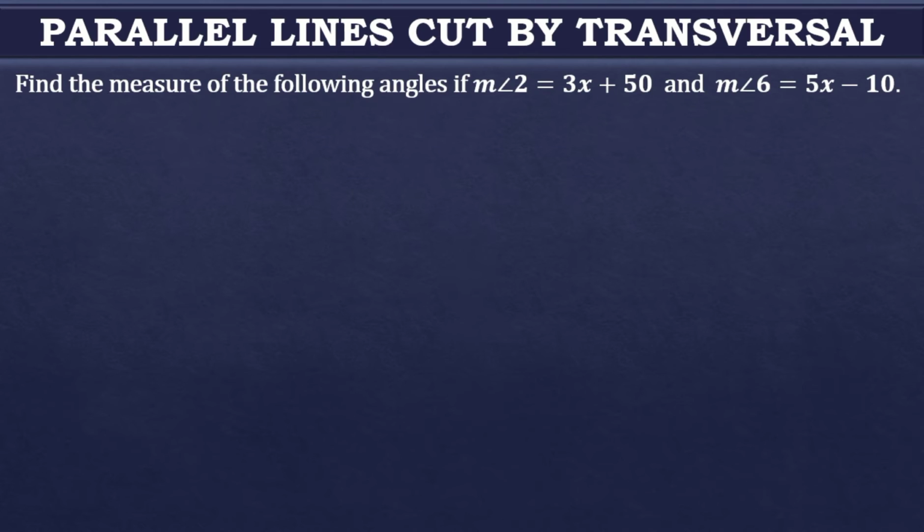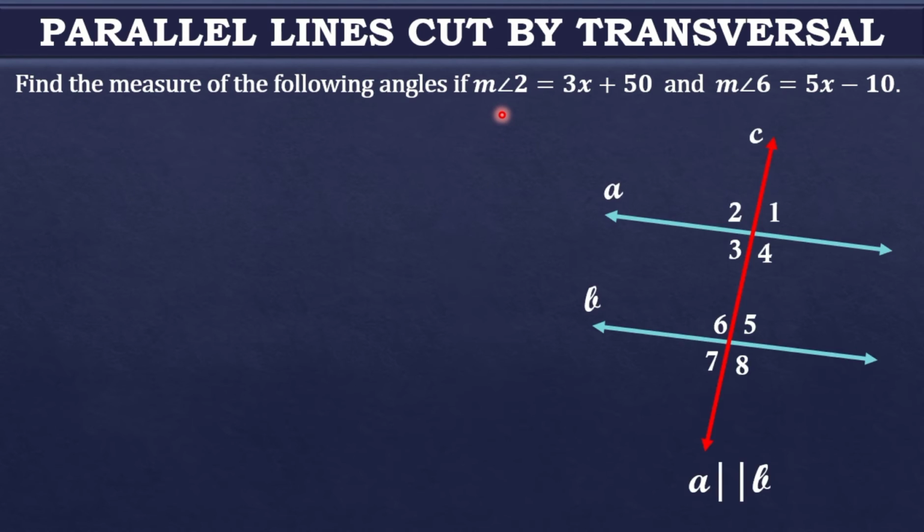So, let's start. Find the measure of the following angles if the measure of angle 2 is equal to 3x plus 50 and the measure of angle 6 is equal to 5x minus 10. So, we have here the measure of angle 2 which is 3x plus 50 and the measure of angle 6 which is 5x minus 10.